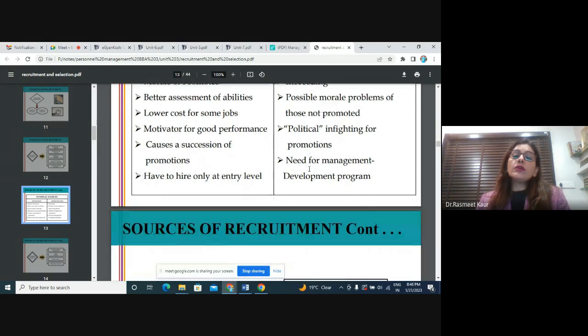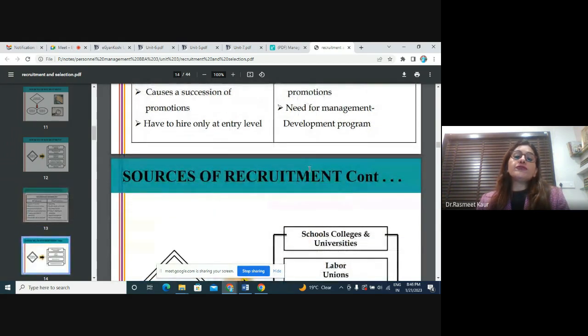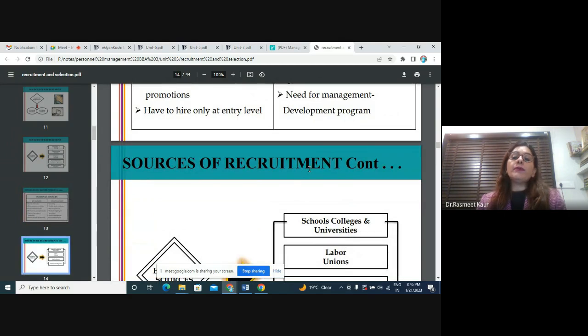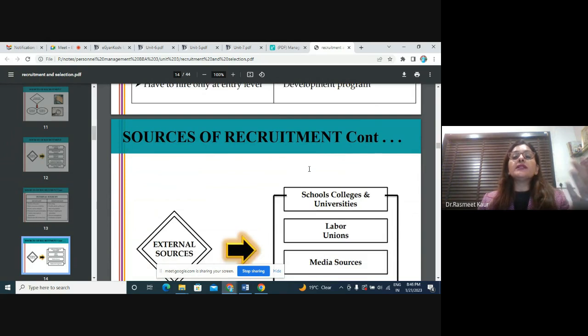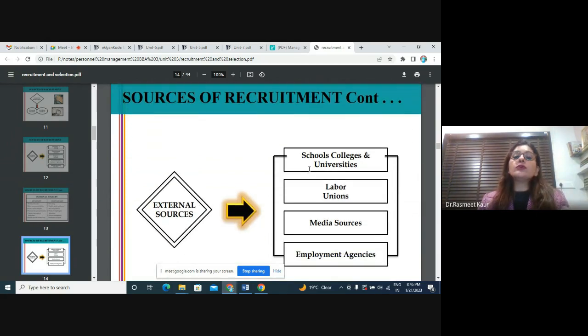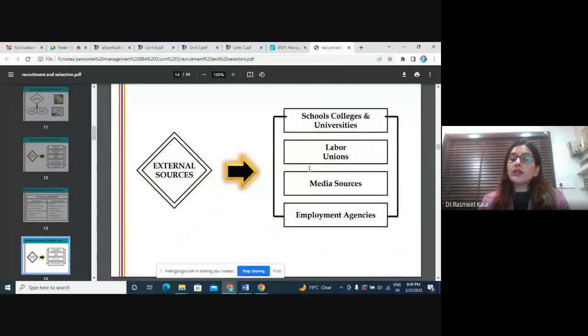Also one more disadvantage is that you have to organize management development programs, because what you are doing is promoting a person who is already there with you to the next level. So you need to train him, you need to conduct various MDP programs, which are called management development programs also.